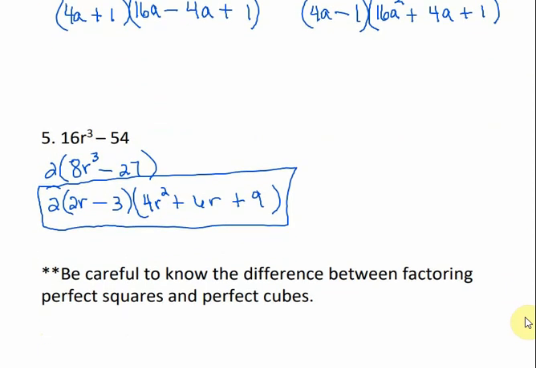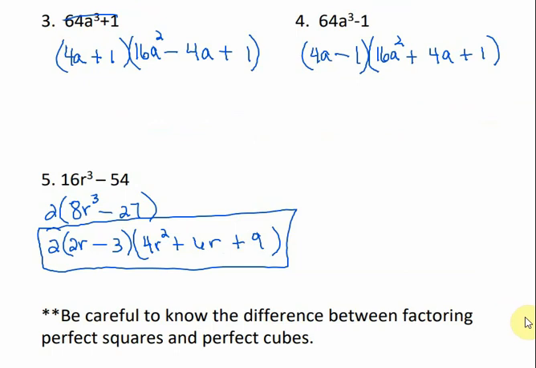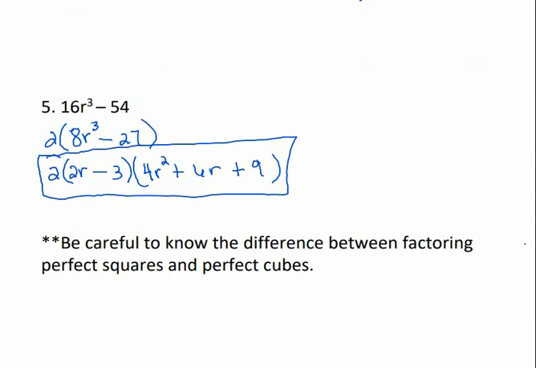So just be careful to know the difference between factoring perfect squares and perfect cubes. They both start out as binomials, but if it's perfect squares, it has to be minus in between. If it's perfect cubes, it can be plus or minus, and then they have different rules that we have to follow.